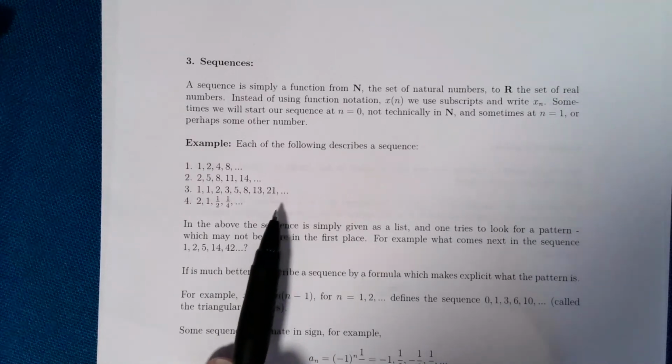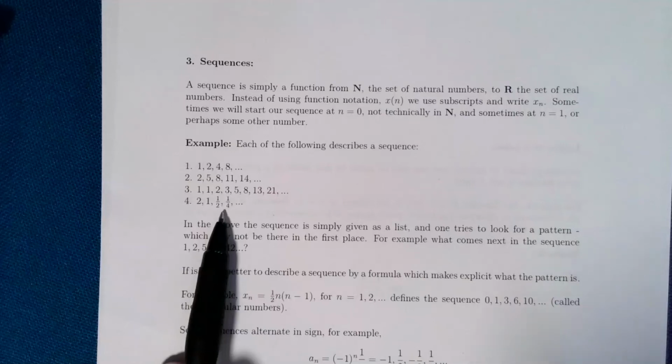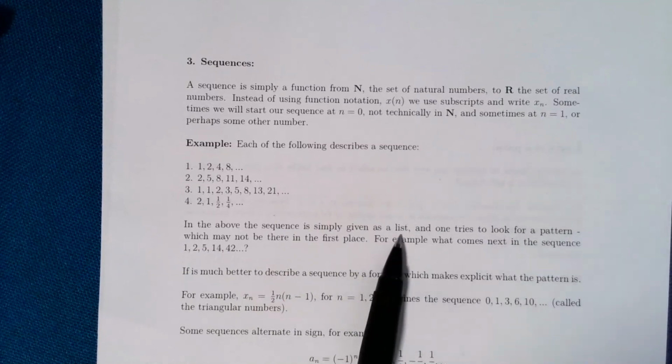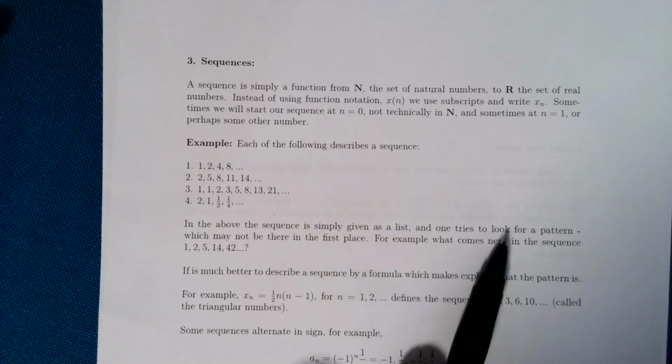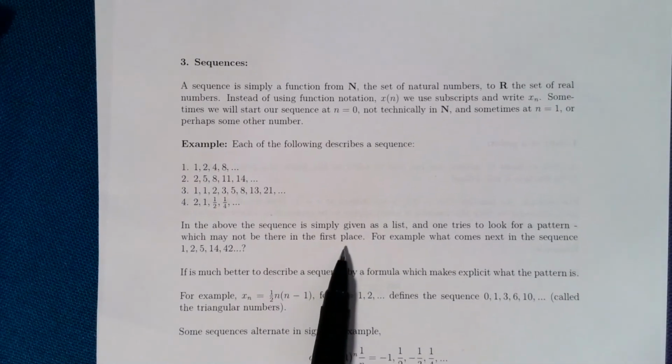Now, as I said, I don't like writing sequences like this because we have to assume that there's some sort of pattern and that I'm clever enough to work it out. So in the above, the sequence is simply given as a list, and one tries to look for a pattern which may or may not be there in the first place.